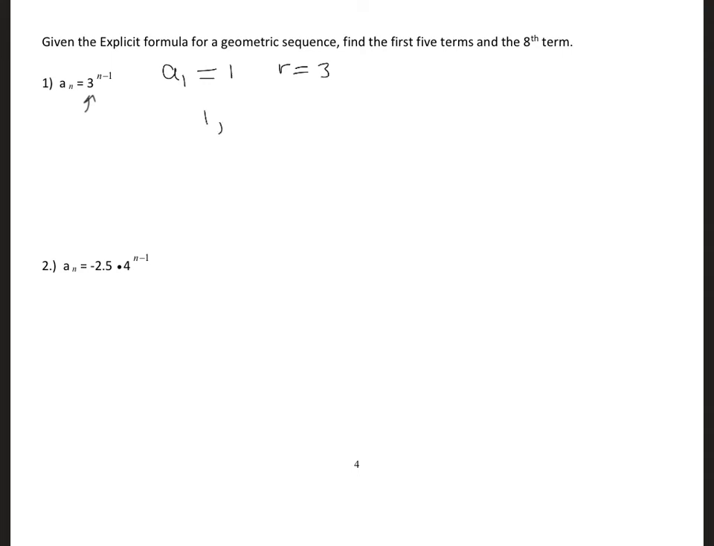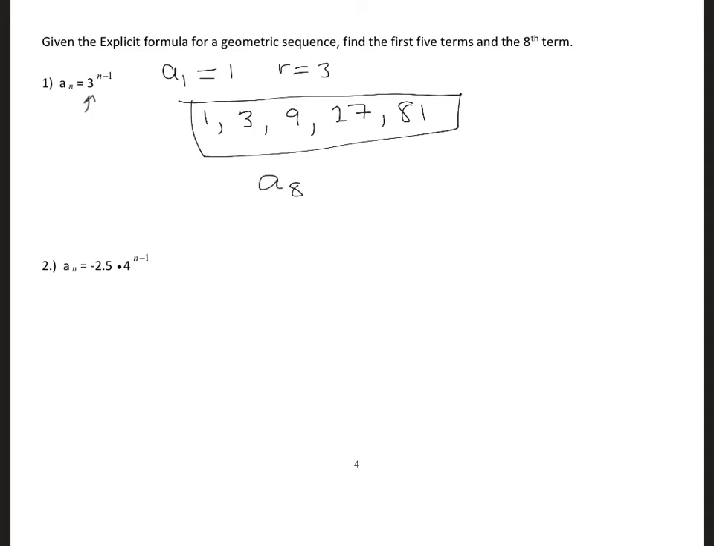So the first one is 3. Then I'm multiplying every time by 3. So 9, 27, and then 81. So those are the first 5 terms. The next thing is to find the 8th term, which is going to be given. I just use this formula, 3, and then this is 8 minus 1. So this is 3 raised to power 7, and that's going to give me 2187 when I put it in the calculator.